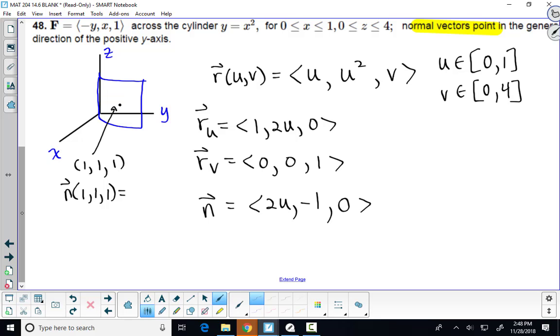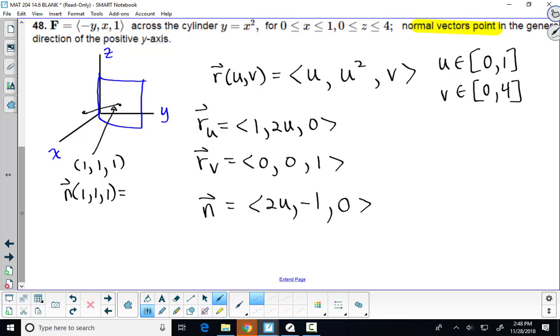So what is u for that? Well, it's going to correspond to just 1, 1, 1 in the uv plane. Everyone agree that that's going to be just a 1 for the u? x and u are equal, so that's going to be a 1. So 2, -1, 0. So 2 is in the x direction, -1 is in the y direction, and then 0. So that normal vector is pointing something like that. Not in the positive y direction. It's pointing more in the negative y direction.